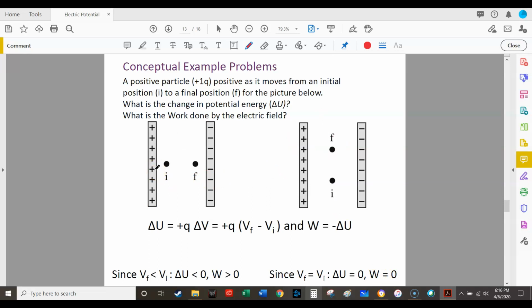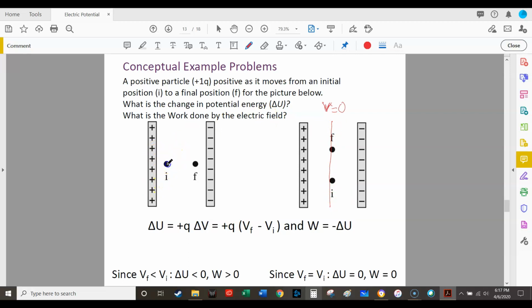Capacitor problems. I love capacitor problems because they're pretty easy. Just like the last problem, the voltage along this line is going to be 0, right? So VI is going to be equal to VF, which is going to be equal to 0, which means that delta U is going to be 0, so 0 times positive is going to be 0, and that means there's going to be no work done in moving a charge from I to F. Well, how about over here on the left-hand side?